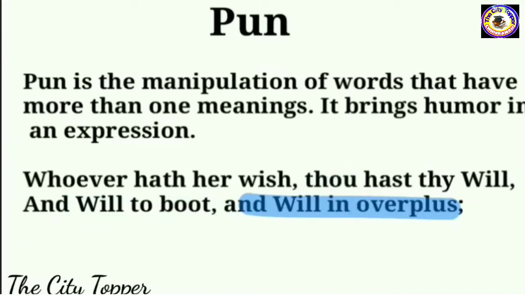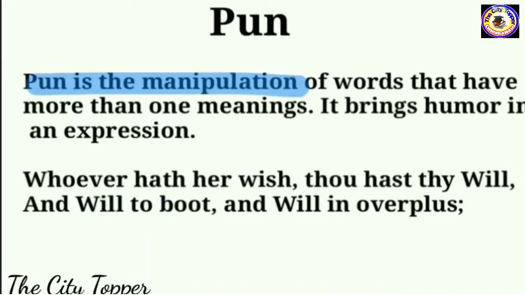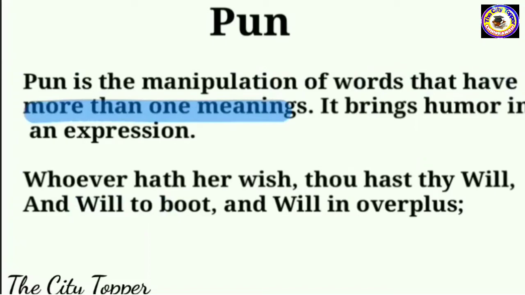See, this is a sonnet written by William Shakespeare, and in this sonnet, there is the use of an odd grammar rule, which is the capitalization of the word will. Usually in the middle of a line or sentence, writers capitalize a name. So here it is the first name of Shakespeare. It means he has created a pun for his own name. Okay, so this is pun. So pun is a manipulation of words that have more than one meaning.